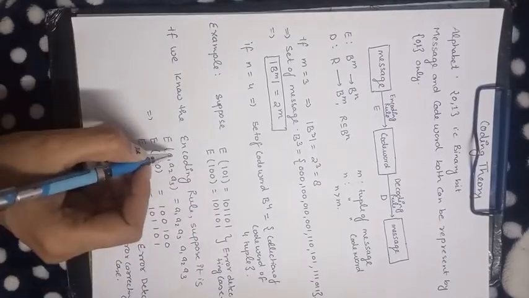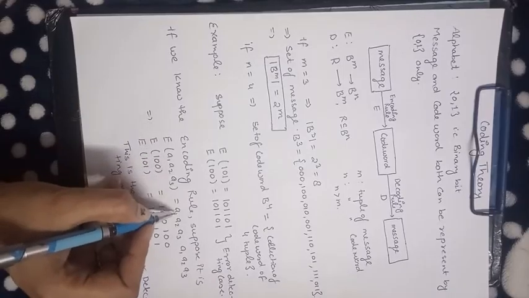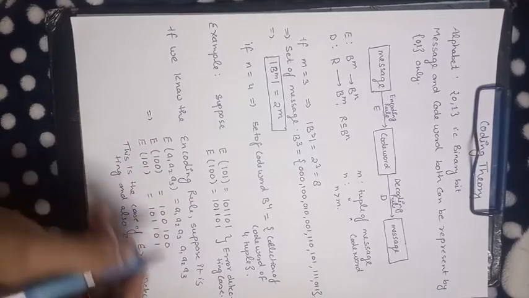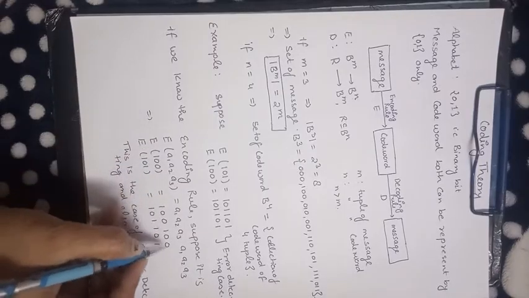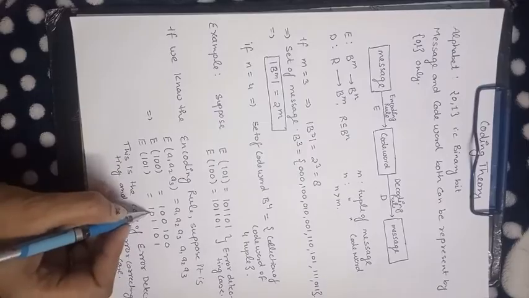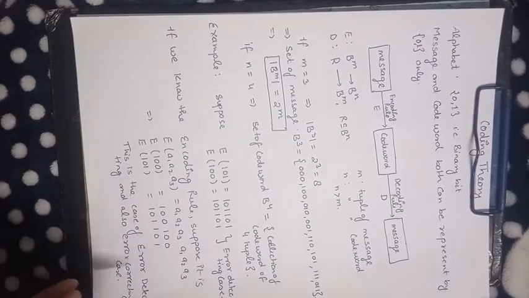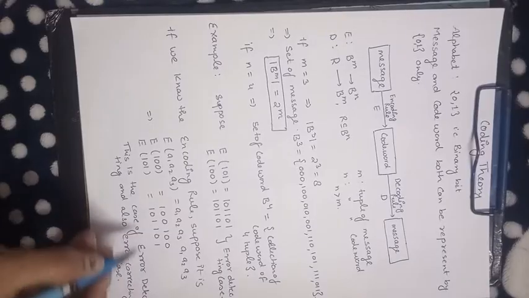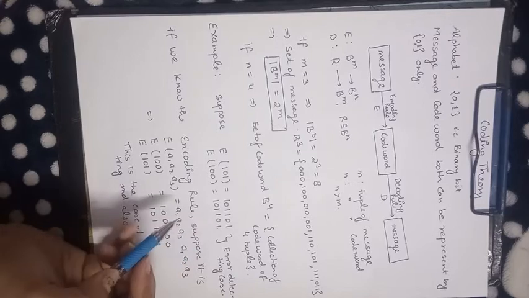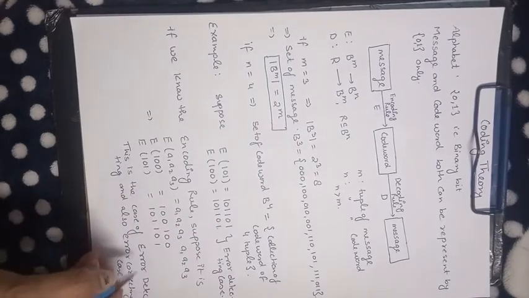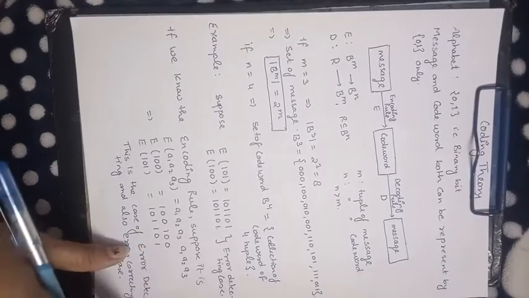But if we know the encoding rule, suppose it is E(A1 A2 A3) equals A1 A2 A3 A1 A2 A3 under a certain rule, so E(100) is equal to 100100 and E(101) is equal to 101101. Now we can clearly say that the first code is correct, but the second code is incorrect. That means this is a case of error detecting as well as error correcting.